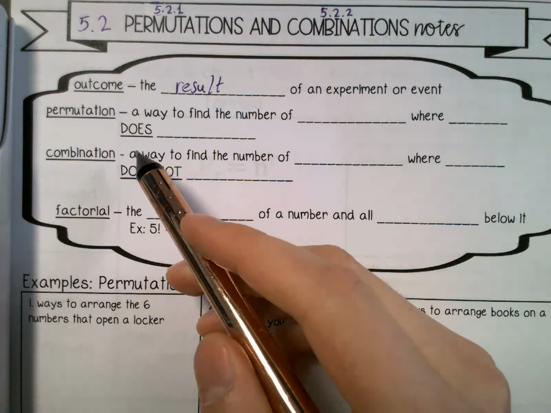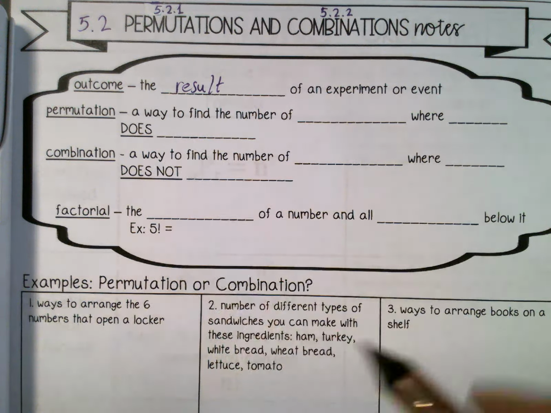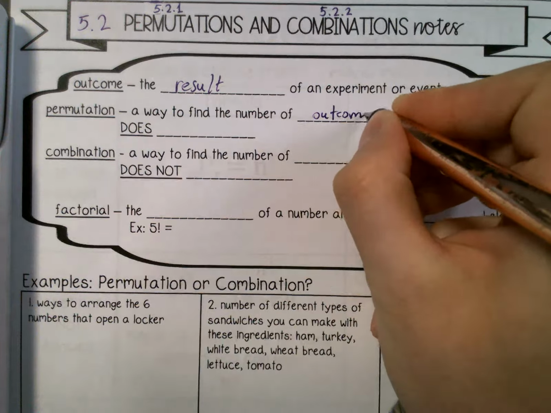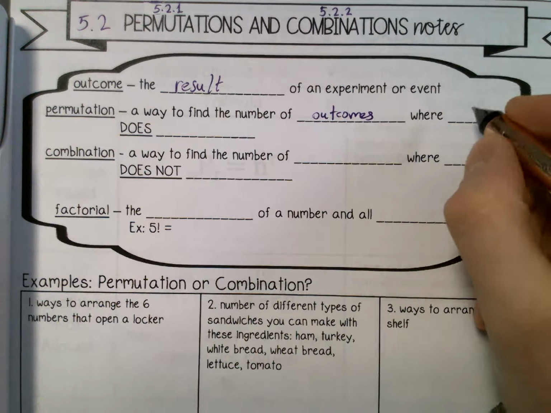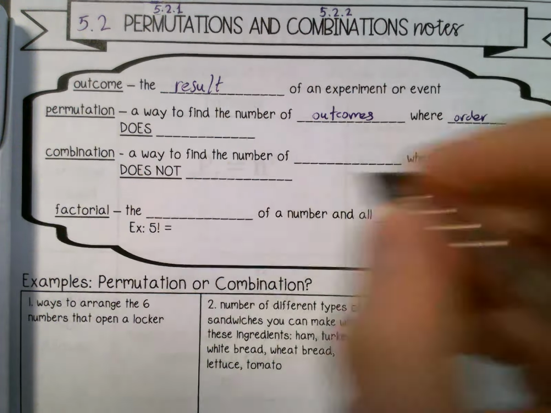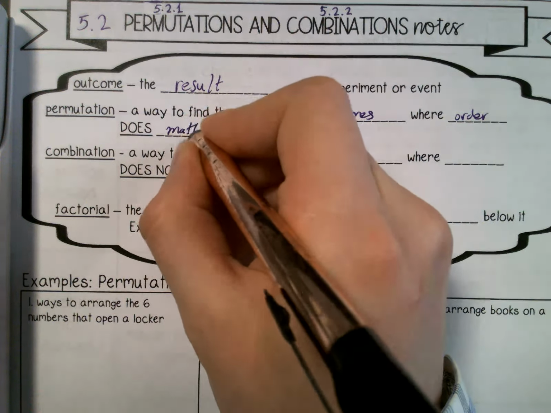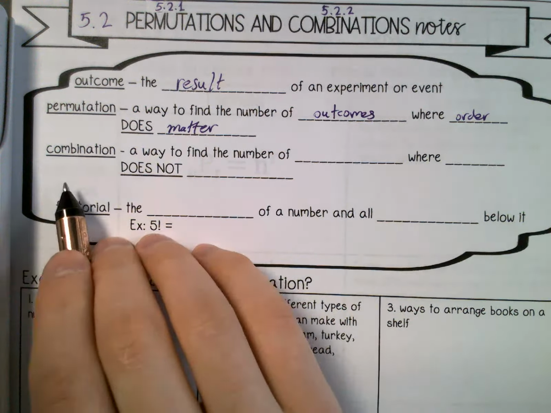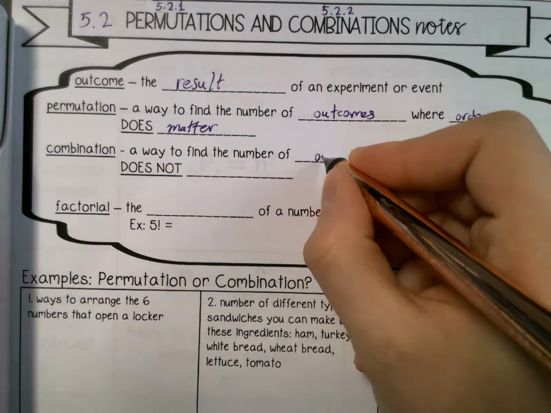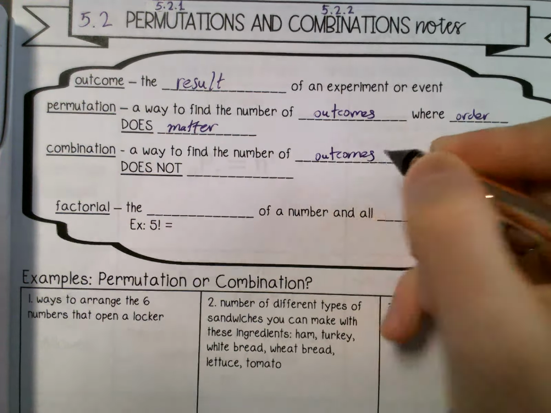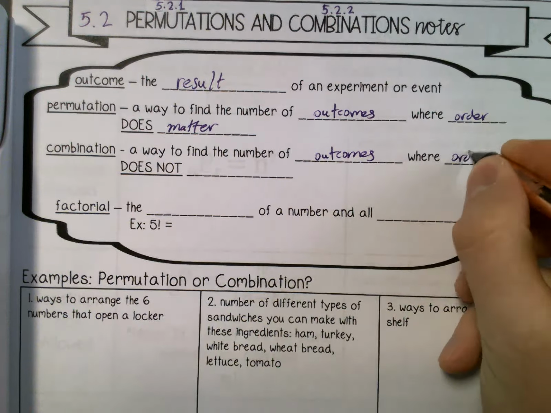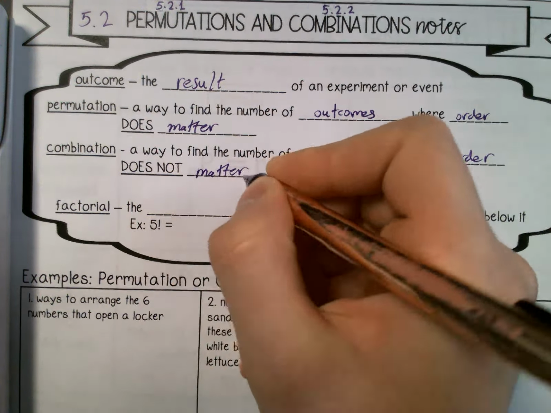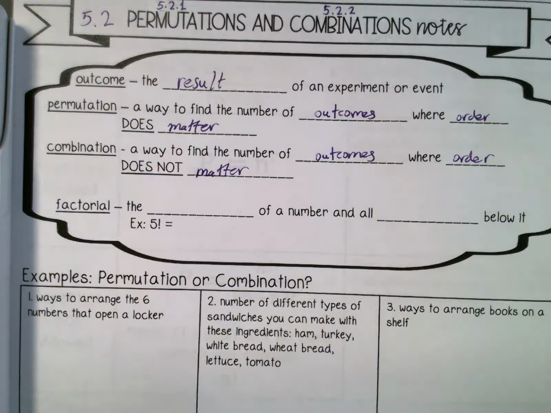Okay, the permutation is a way to find the number of outcomes where order does matter. Okay? Whereas combination is a way to find the number of outcomes where order does not matter. Okay, so that's the difference between a permutation and a combination.